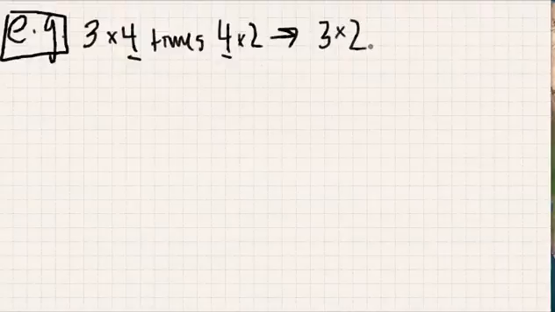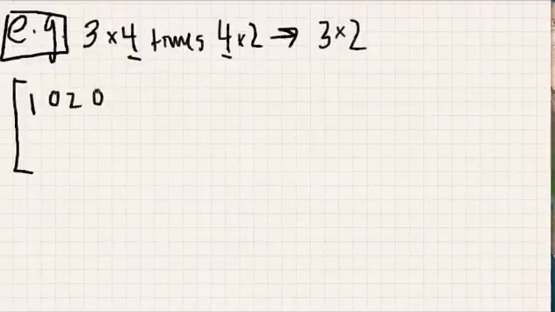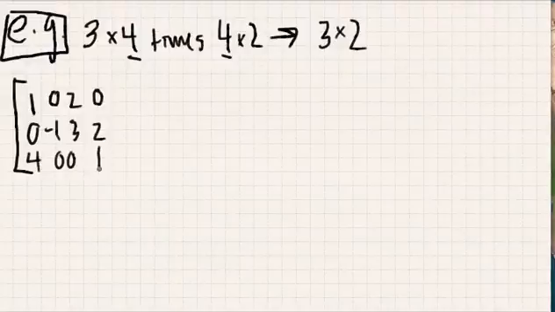I hope I don't run out of space here. Okay, let's see, 3 by 4. So 3 by 4 is going to be 3 rows, something like that, 4 columns. Again, I'm going to stick with smallish numbers. Let's go for 1, 0, 2, 0, 0, -1, 3, 2, 4, 0, 0, 1. That's my 3 by 4.